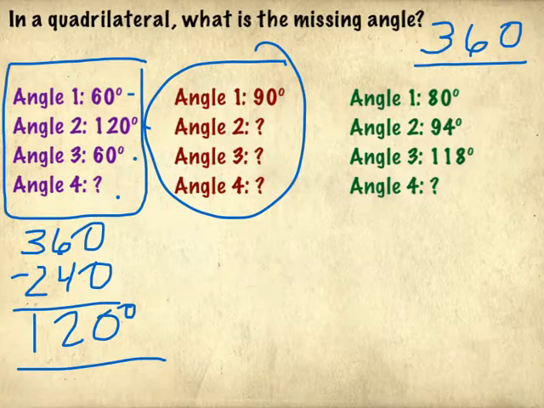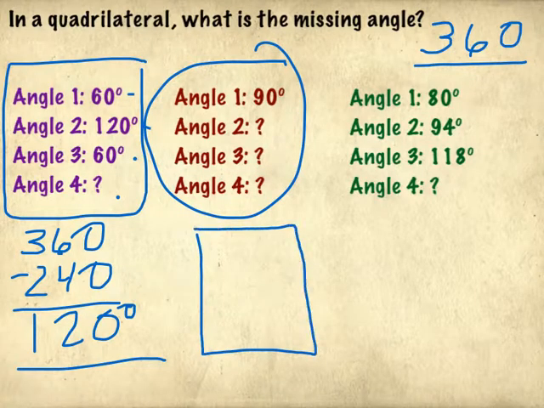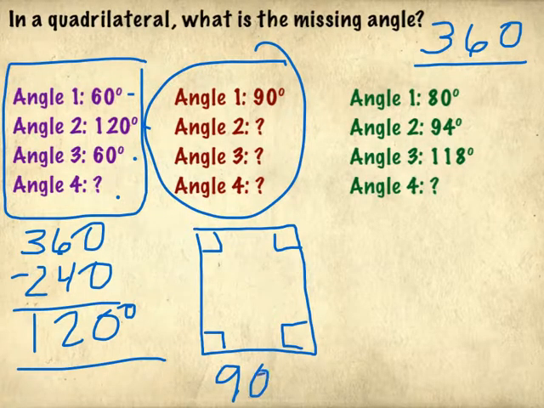This one only gave me one angle, but it told me that my one angle is 90 degrees. If one angle in a quadrilateral is 90 degrees, then all the angles are going to have to be 90 degrees. So all of the missing angles here are 90 degrees. 9 times 4 is 36, so 90 times 4 is 360.